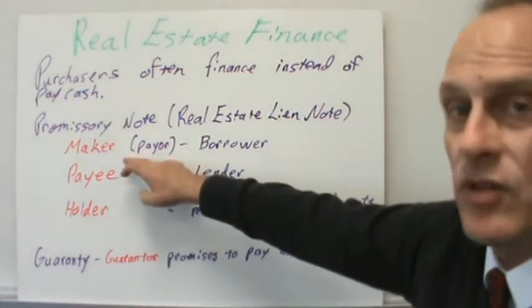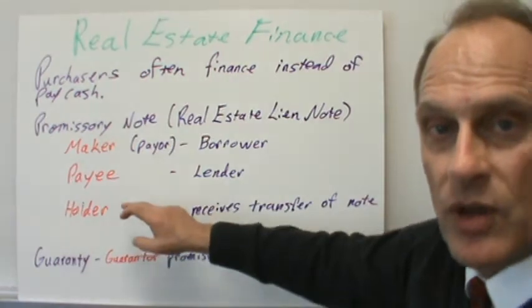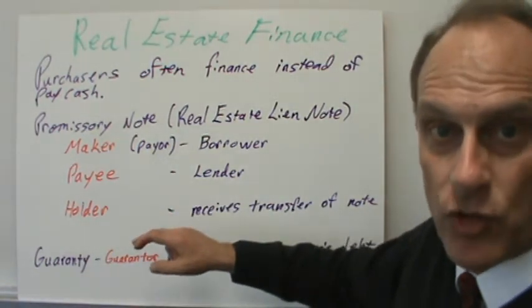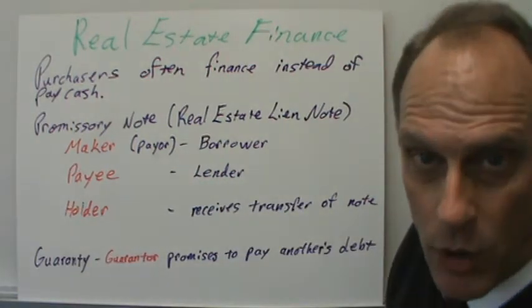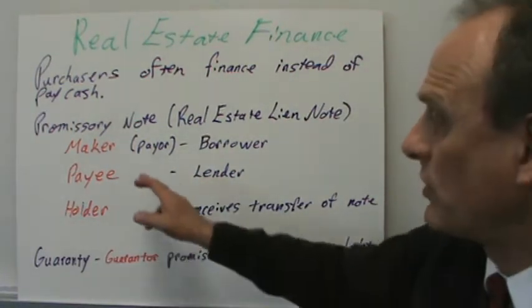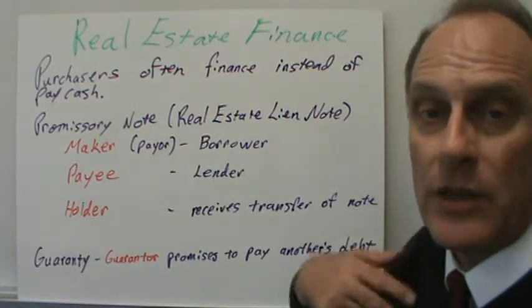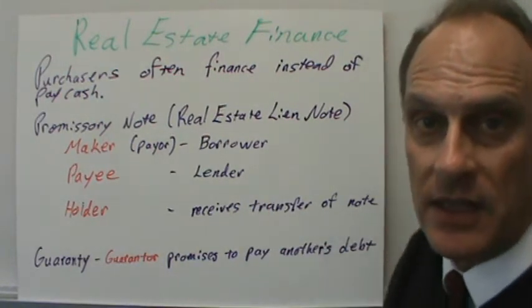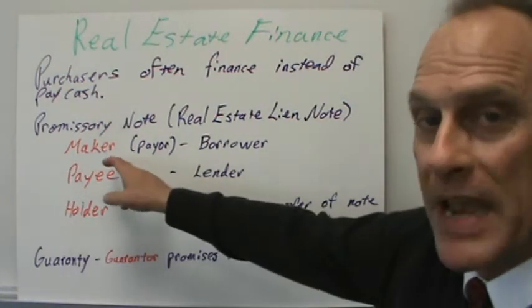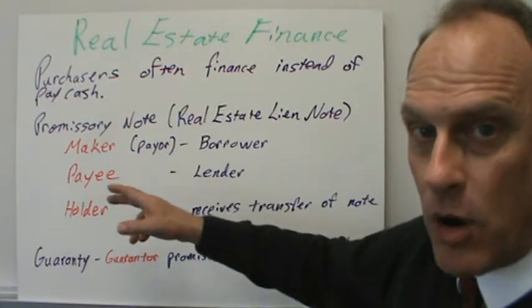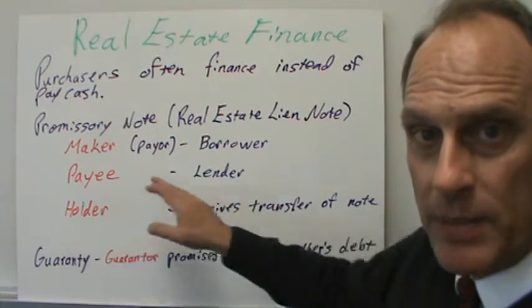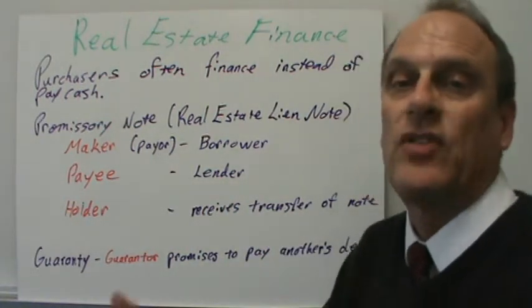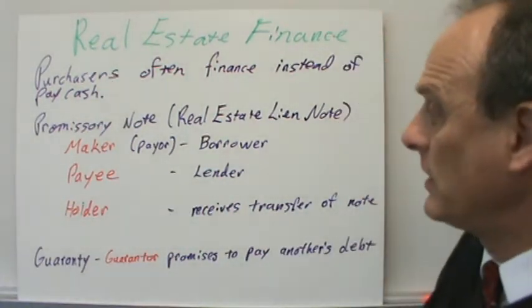Now, there'll be several parties to this real estate lien note or promissory note. The maker is going to be the borrower. Sometimes that person is called the payor because they will be the ones paying off the debt. They're the ones that sign and borrow the money. The payee will be the lender. They're the ones that will receive payment of the money.